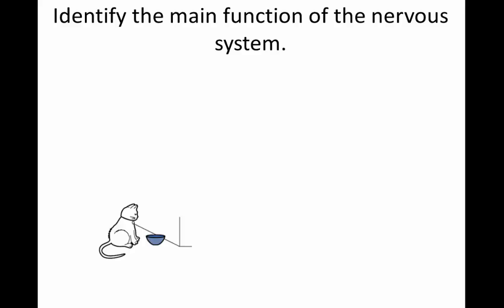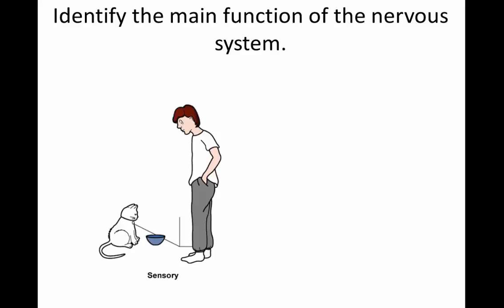And so the first function of the nervous system is to gather sensory information. I actually see the cat. The light comes off the cat, goes to my eyes. I might hear the cat making noise and so on. And so this is sensory information that my nervous system actually gathers from outside of my body in this case. My body can also get sensory information from inside my body in terms of things like temperature and so on.